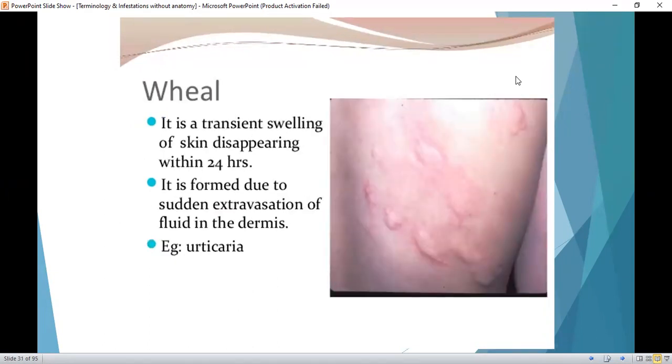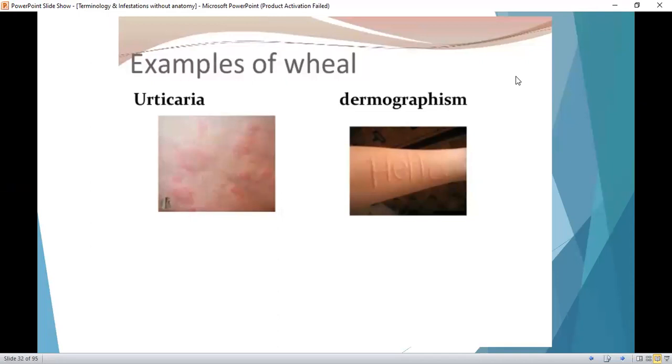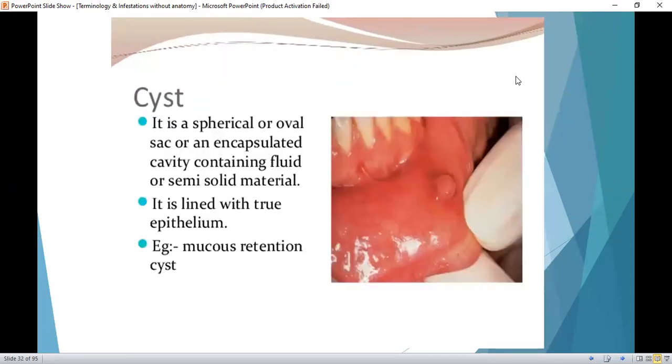Now the wheal. A wheal is a transient swelling of skin which disappears within 24 hours, and it is formed due to sudden extravasation of fluid in the dermis. Urticaria and dermographism are examples of wheals.